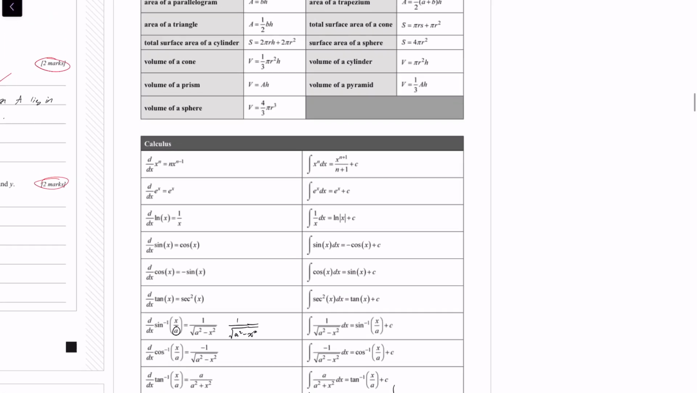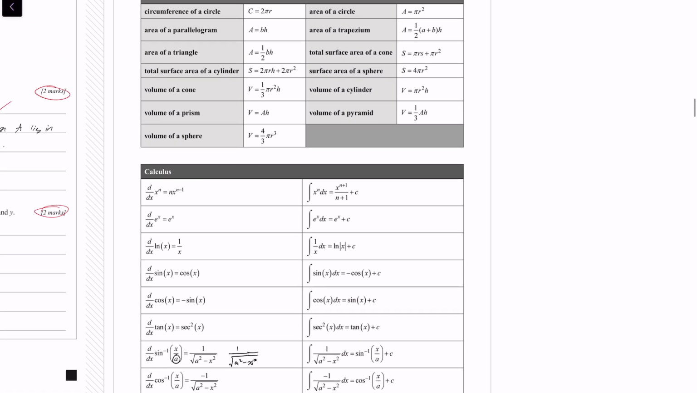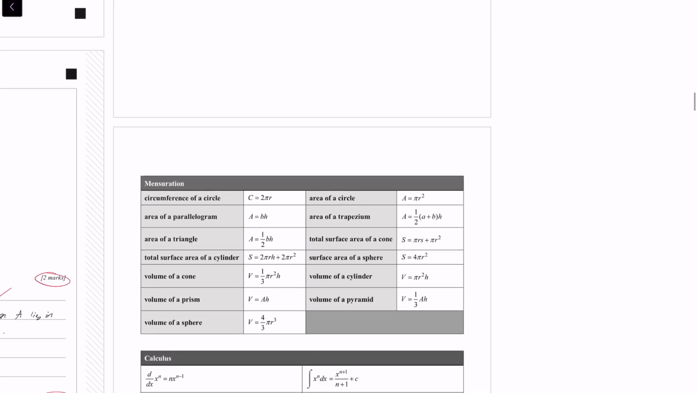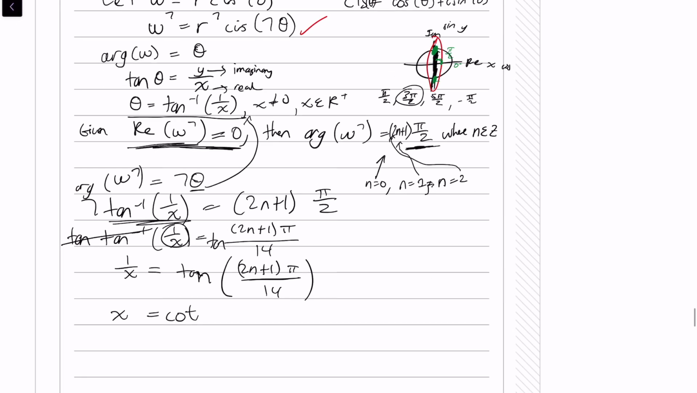Yeah, it doesn't seem like there's any cot. However, I guess it's just a thing you learn, and with practice with these sort of questions, you'll understand that 1 over tan is equal to cot, and 1 over sine is basically cosec.